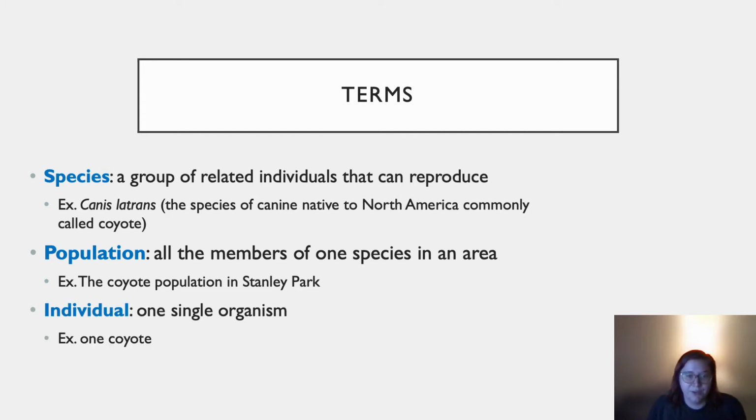And we're going to talk about individuals. So one single organism is an individual. So for example, this one coyote would be an individual. So we've got species is quite big, population's a bit smaller, individual is just one organism.